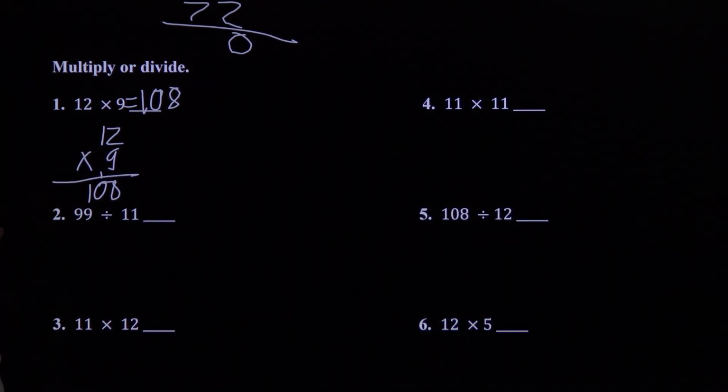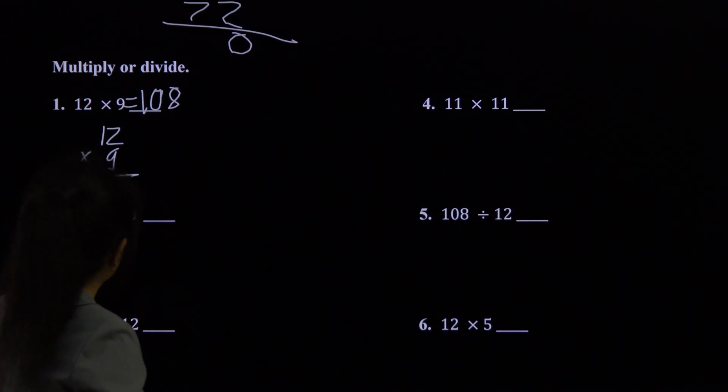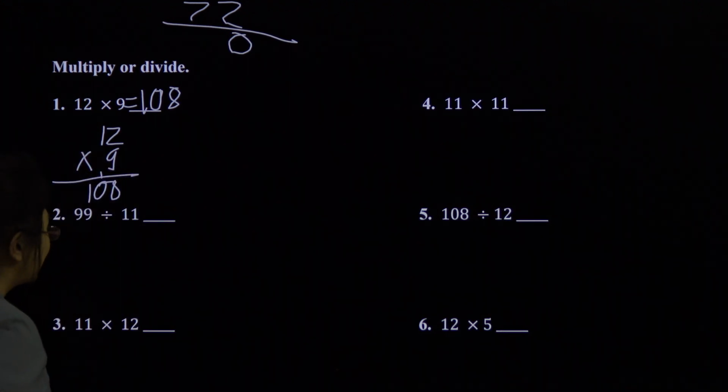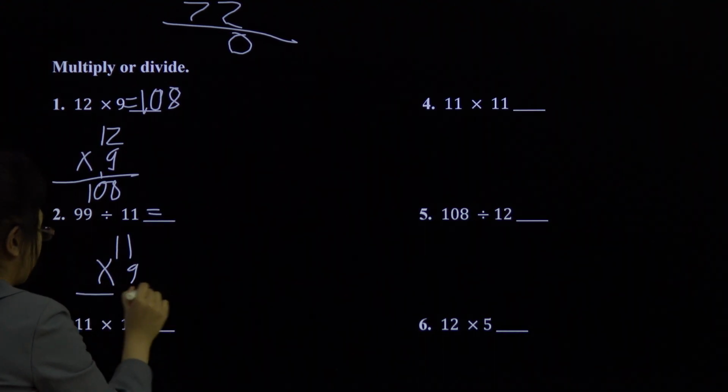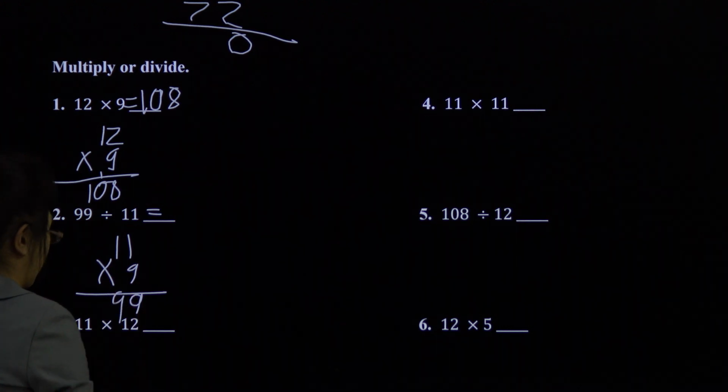Then it's 99 divided by 11. As I have said before, well, 99 divided by 11 is actually just 9. Because if you think about it, 9 times 1, 9.